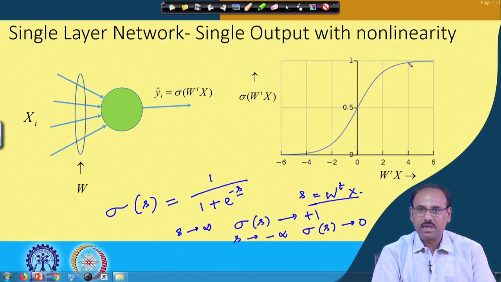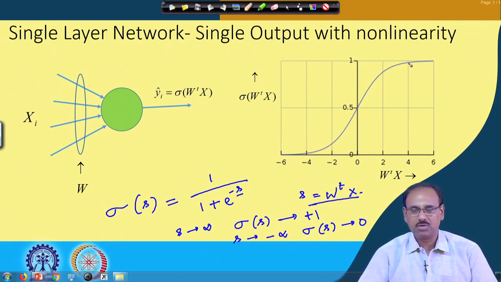And at s equal to 0, sigma s is equal to 0.5. So, as s increases on the positive side, the sigmoidal function asymptotically reaches a value equal to 1, and as s decreases on the negative side, it asymptotically reaches a value equal to 0. The other advantage is that this is a differentiable function. When s is sufficiently high and positive, I can consider the output to be 1, and if it is sufficiently low, on the negative side, I can consider the output of the sigmoidal function to be 0, indicating whether the class is omega 1 or omega 2.